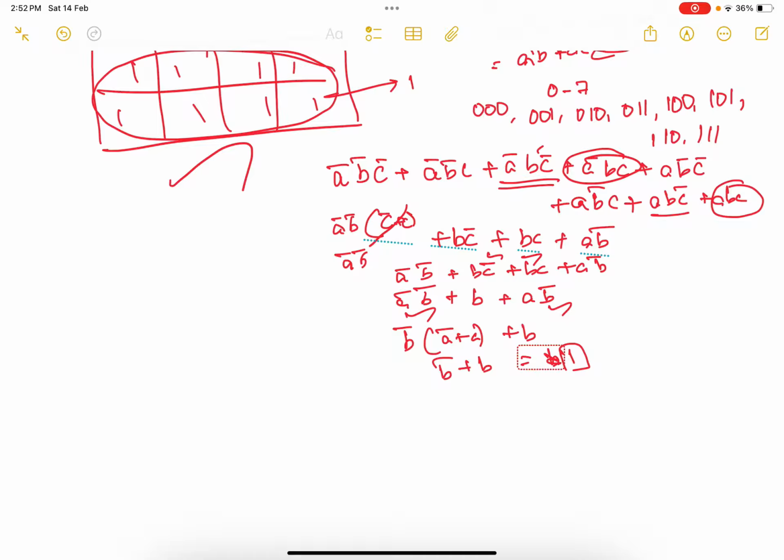Okay, so this is how we are going to implement the 3 variable K map using SOP.